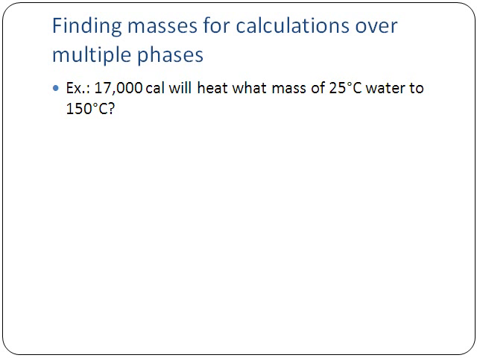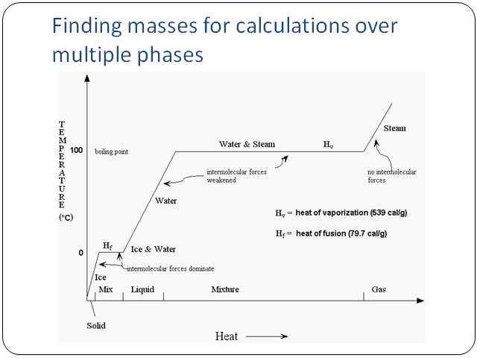So first step is we need to figure out what regions this is going to cover. And so let's take a look at our heating curve. And so we were told that it starts at 25 degrees C and it ends at 150. And so if we start at 25 degrees C, that means we're starting like right about here. We're ending at 150. That's like way up here. And so we know we're going to have to at least have 3 sections here.